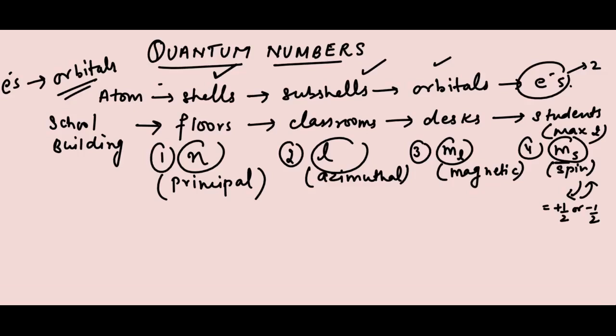So these are the principal quantum numbers. The first quantum number is the principal quantum number, which tells you about the shells.